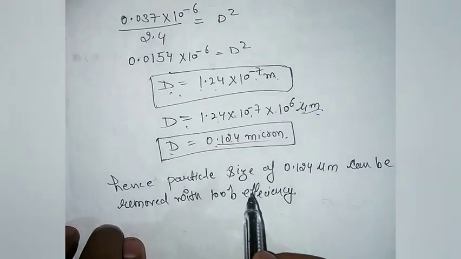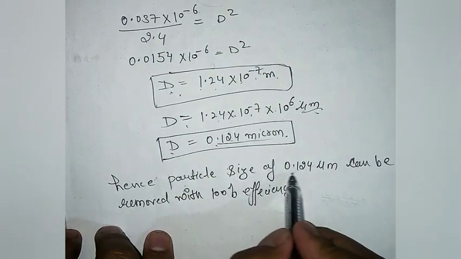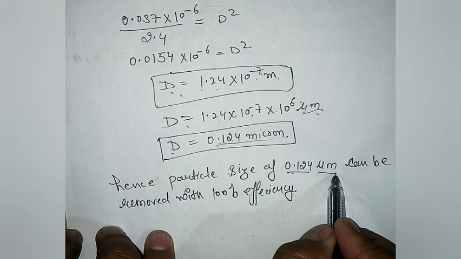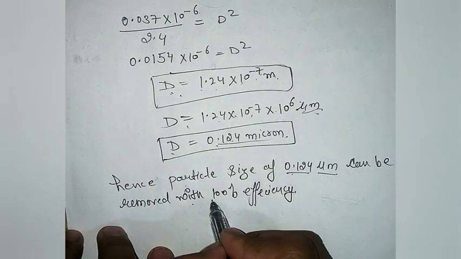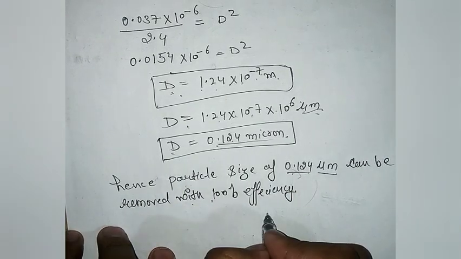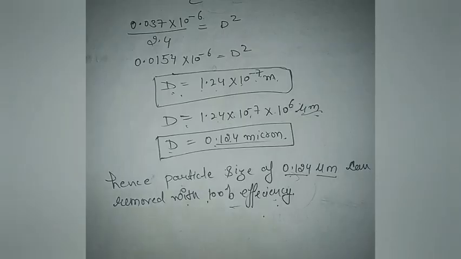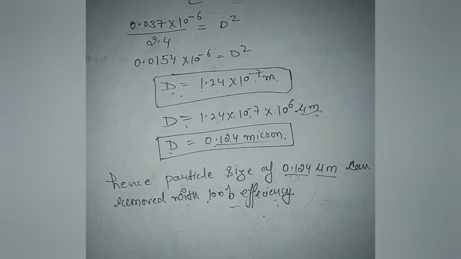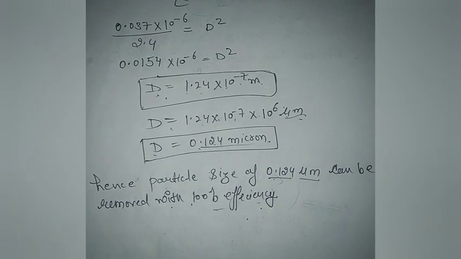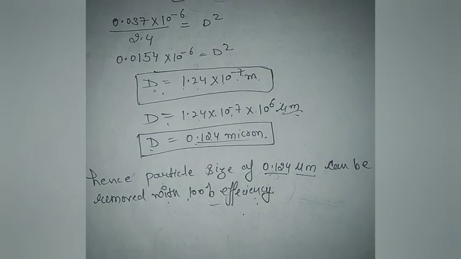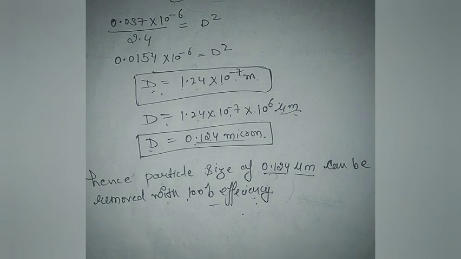So a particle size of 0.124 micrometer, or microns, can be removed with 100% efficiency in this grit chamber. I hope now the problem is clear and you have understood all the design steps which are involved in grit chamber design.